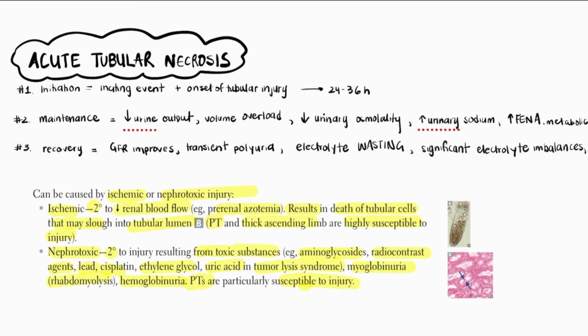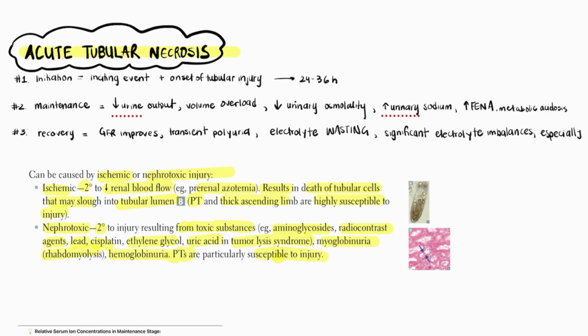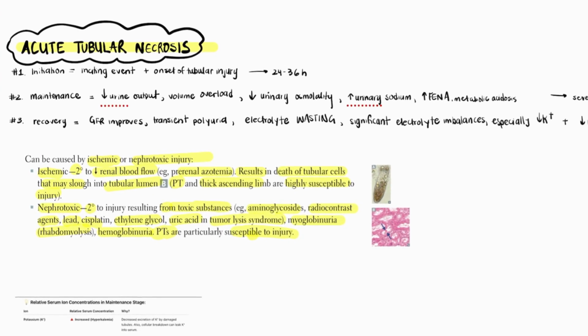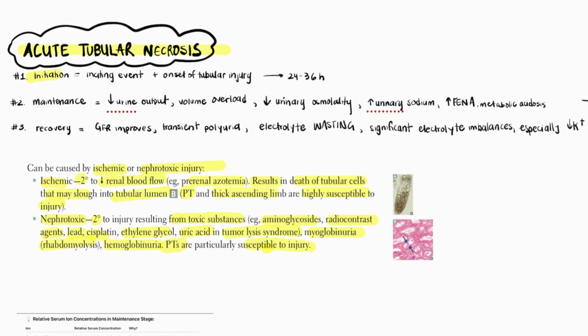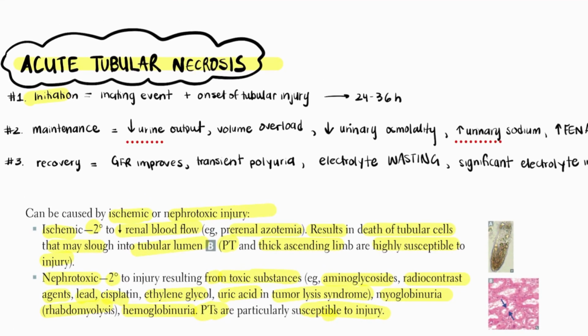Now, acute tubular necrosis follows a three-stage pattern. The first is initiation. So that's like right when the event happens, whether that's nephrotoxicity or ischemia, and there's an onset of tubular injury. Now that usually takes place within 24 to 36 hours. So like a day, 3 days.